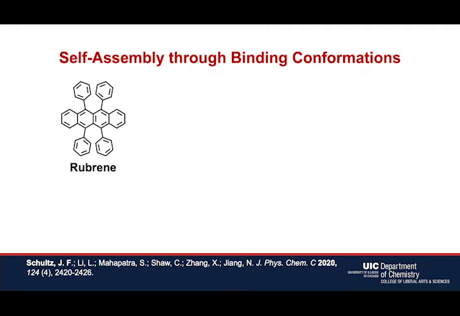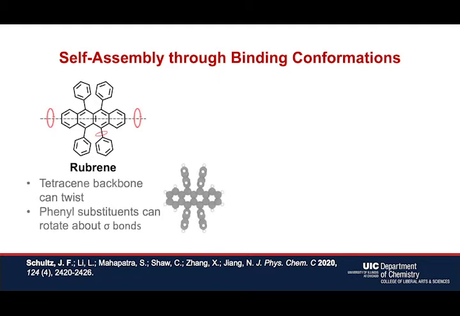Here, I studied rubrene, an organic semiconductor with an exceptionally high carrier mobility as a thin layer single crystal, on Ag(100) with STM and TERS. Rubrene consists of a tetracene backbone with two phenyls on each side as shown here, where the tetracene backbone can twist and the phenyl moieties can rotate about their respective sigma bond to the tetracene backbone.